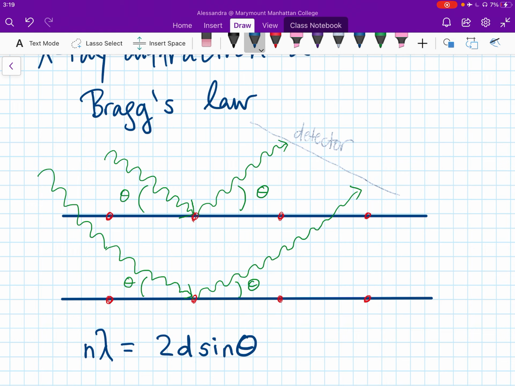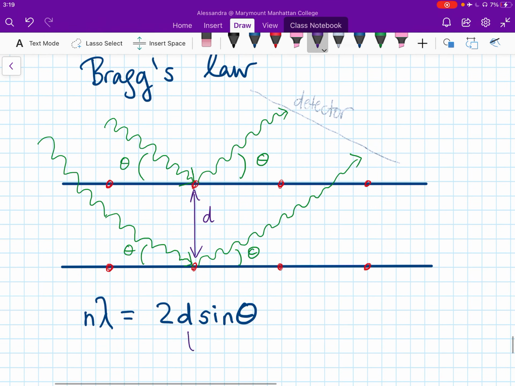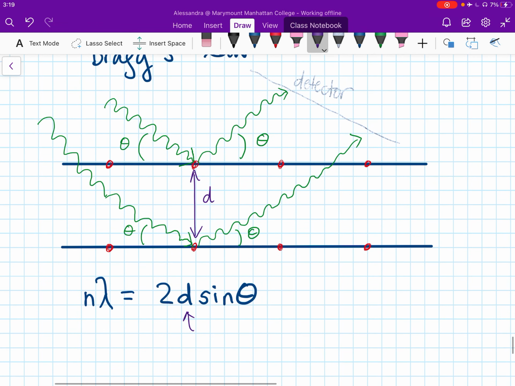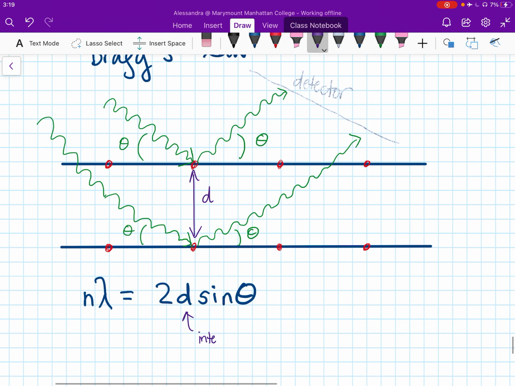Now, what is d? Let me get a different color here. D is going to be the distance between these atoms. It's also known as interplanar spacing, so the difference between the planes of the crystal. D, or the interplanar spacing, is measured in units of length because it's just the amount of length between the layers of the crystal. And of course, it's going to be in very small units since we are dealing with the atomic level here.